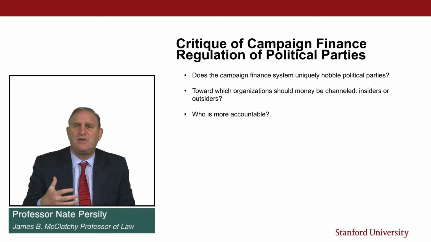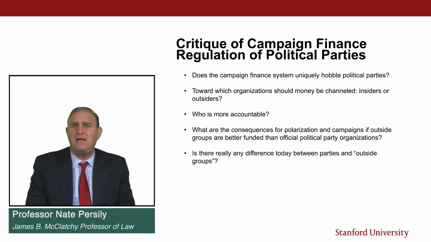And so if the money goes to political parties, at least we know who those officials are, as opposed to these outside groups like super PACs or 501c4 organizations that we'll discuss, where it might be much less transparent. Furthermore, what are the consequences for polarization in campaigns if outside groups are better funded than official political party organizations? Because that's something that we're seeing nowadays, which is that super PACs that are not necessarily beholden to the political party or to the official organizations of candidates end up being major players in the campaign finance system, whereas the political parties, who serve a very important aggregating function and policymaking function, might have particular restrictions on their ability to raise money and to spend money.